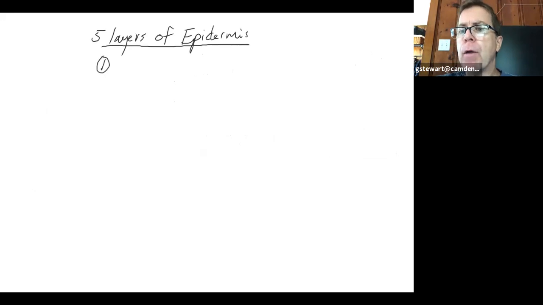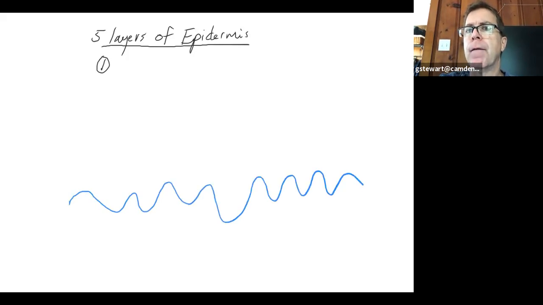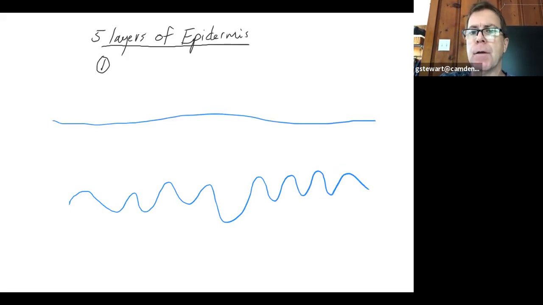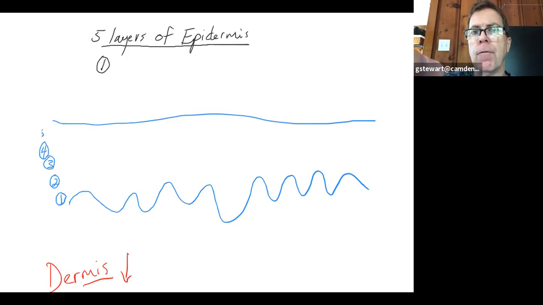By the way, when we number these, if this is the boundary between epidermis and all of this is dermis, and by the way, this would be much thicker this way. It's multiple times as thick as the epidermis. But the 5 layers of the epidermis, we number them from here, down here at the base layer. So it would go 1, 2, 3, 4, 5, just so you know.